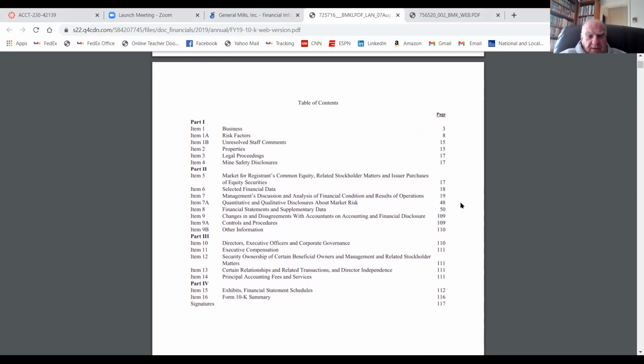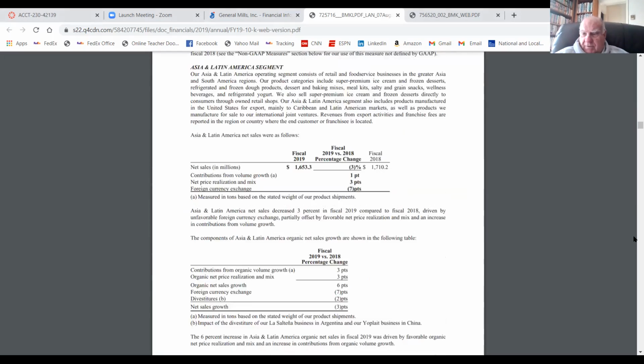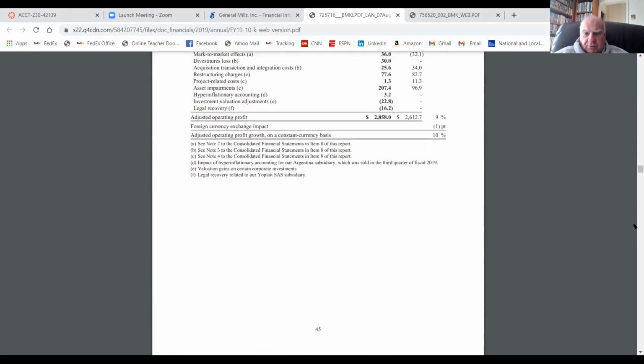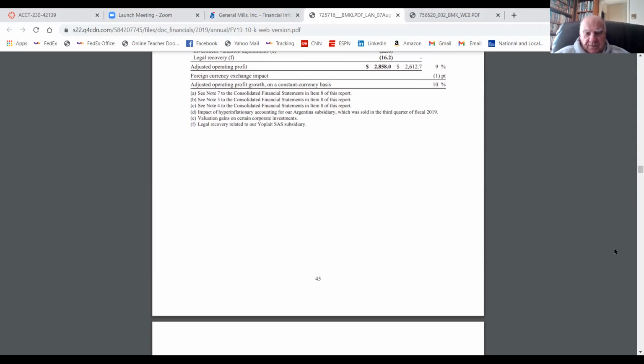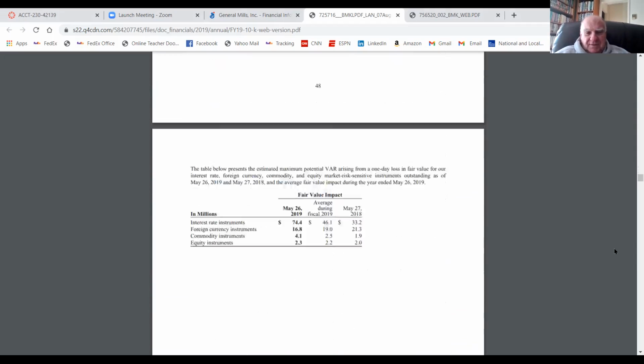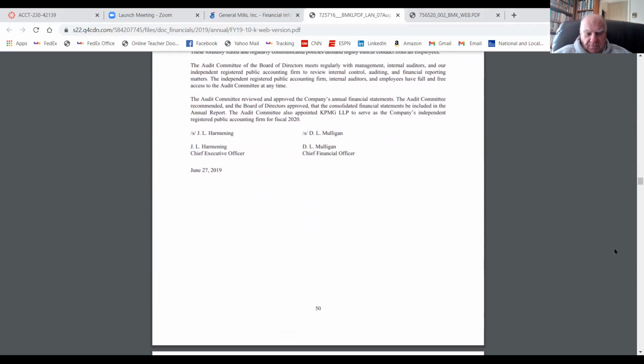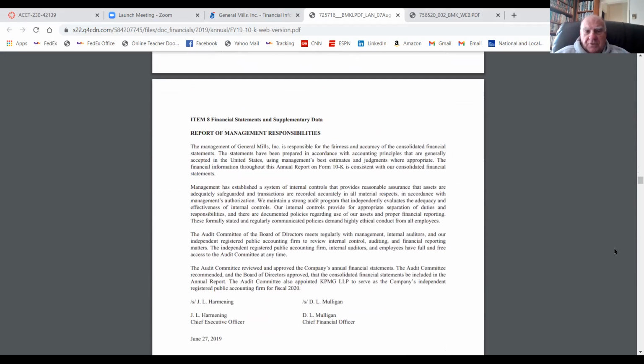Table of contents. Okay, let's see if we can find the financial stuff. Wow, it looks like it's way down here. But financial statements and supplementary data, you see that right there? Item 8 on page 50. So let's go down to page 50. Come on out, page 50. Okay, we're getting close. Look at all this information before we get to page 50, huh? Page 50.